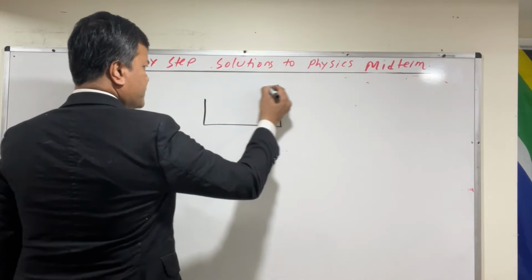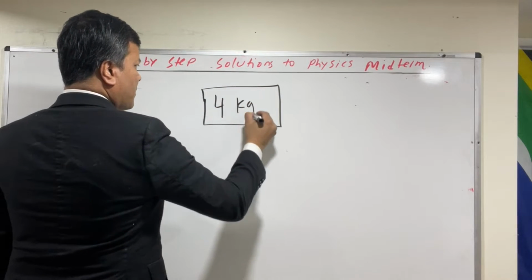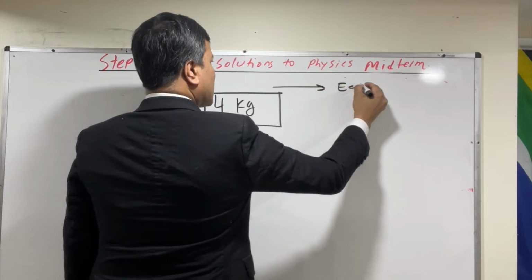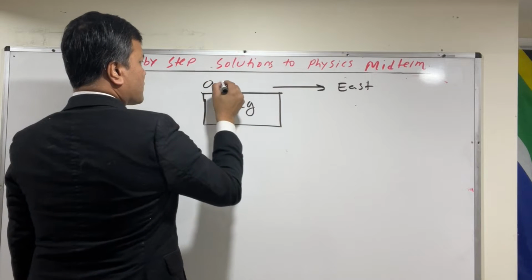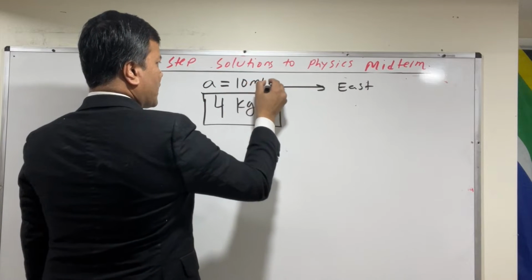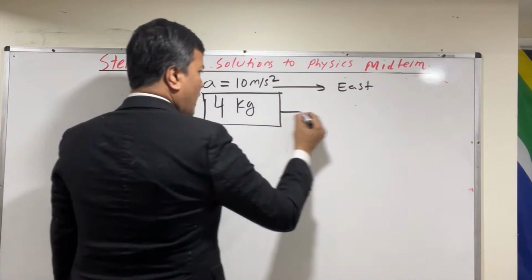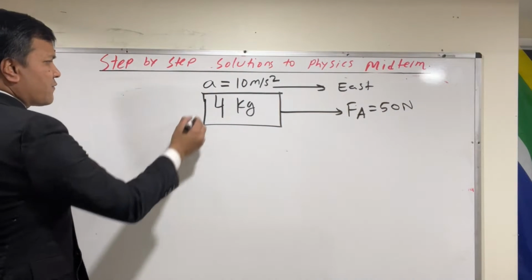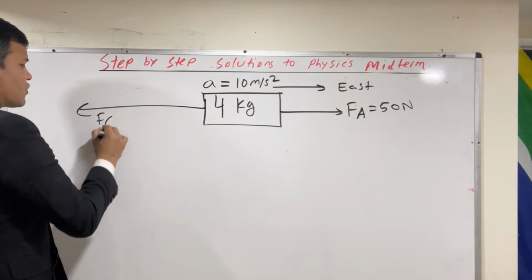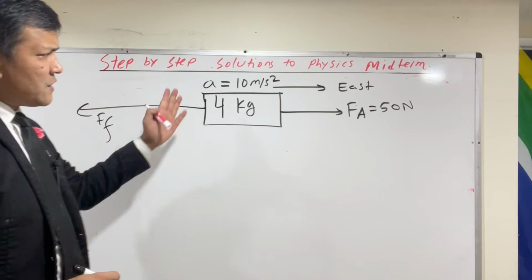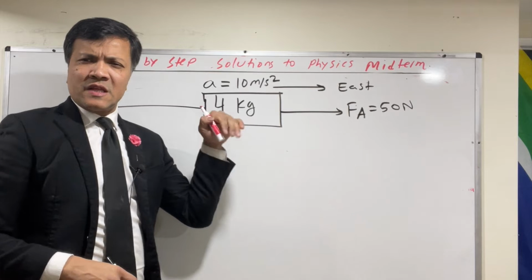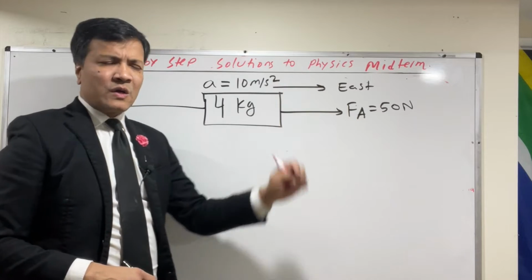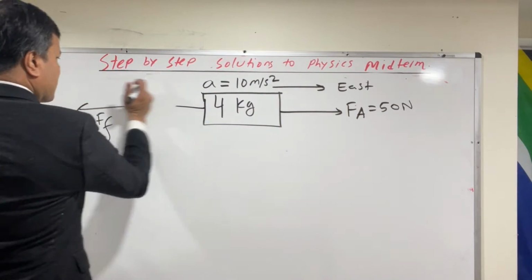You have a mass which is 4 kilogram accelerating to the east. How much? Let's say 10 meter per second square. Because why is it accelerating? Because there is applied force, let's say 50 Newton. We want to find the force of friction. Now the way I draw force of friction is wrong, because if there is an acceleration, there must be a net force. Net force is in this direction at the east, at the direction of the acceleration. So this must be bigger than this one, and let's make that happen.